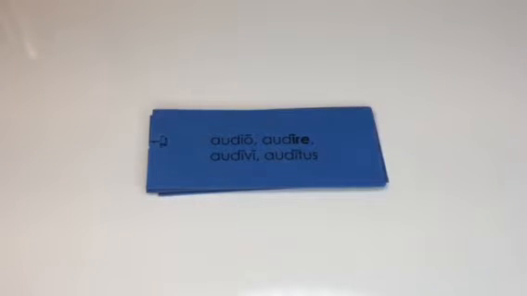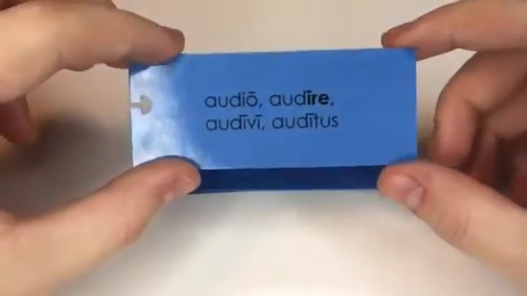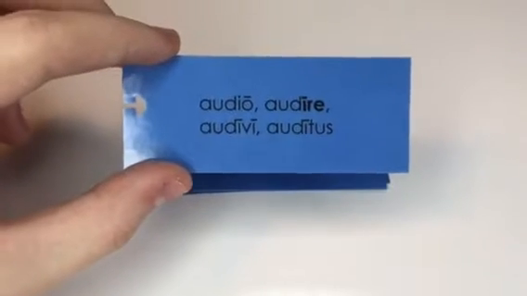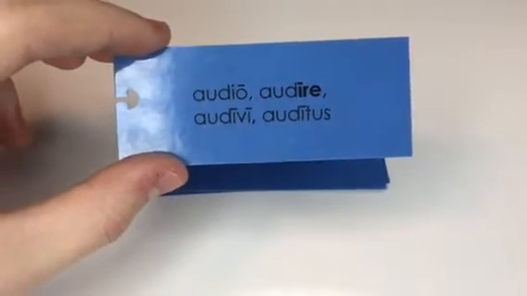Henle Vocabulary, Lesson 13. We're moving on to the fourth conjugation. And the first verb that we come across here is audio, audire, audivi, auditus. Now this verb is kind of your base fourth conjugation verb. The reason is that most of the endings you see here, that O, IRE, IVI, and then ITUS, will be appearing on your other fourth conjugation verbs.